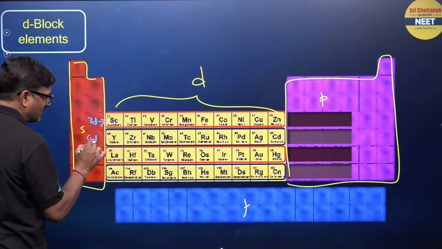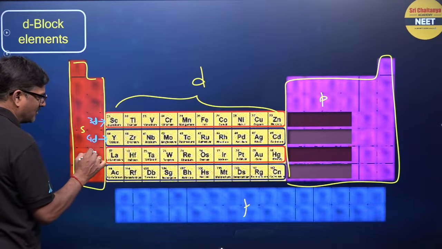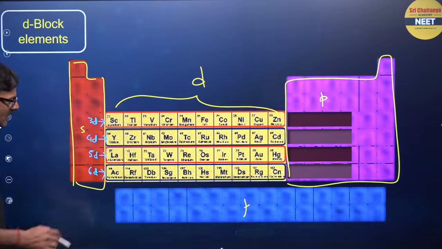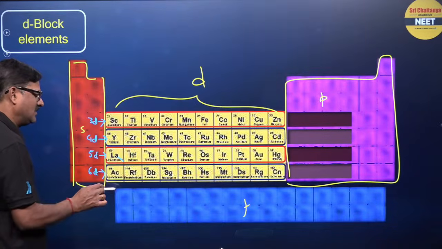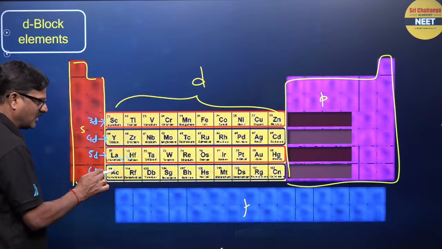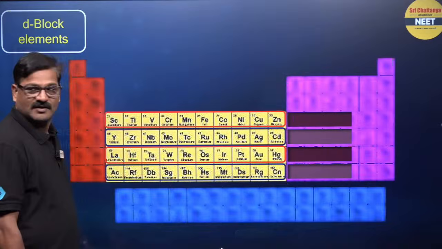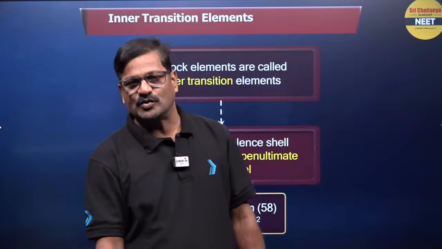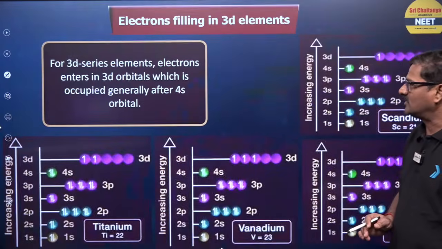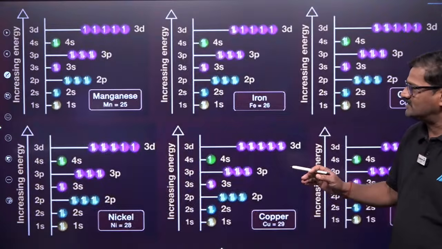In the next series, 4D orbitals are being filled, then 5D orbitals, then 6D orbitals. Here from lanthanum, the inner transition elements start up to hafnium, and actinium to RF. Okay, moving ahead, I am going to show you the total architecture about this, and let us talk about the electronic configurations of various elements.